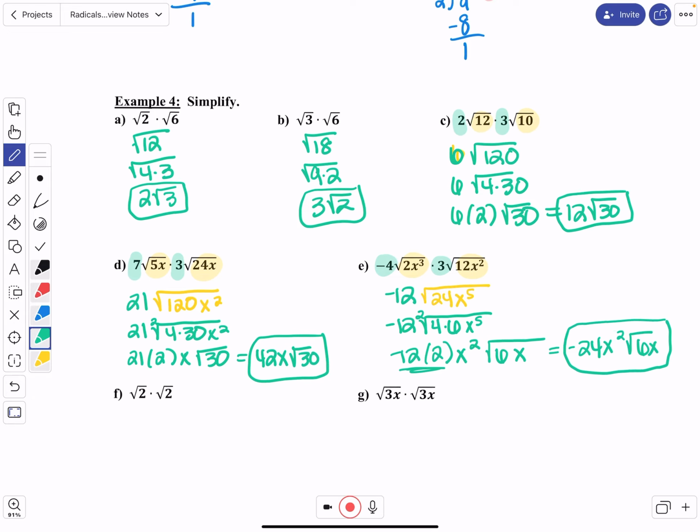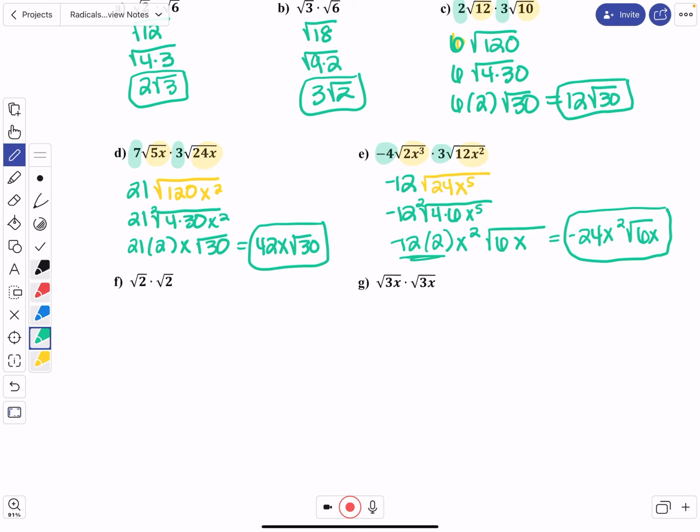Okay, now here's a shortcut. Whenever you have the exact same radical, square root of 2 times square root of 2, your final answer would just be 2. The reason for that is because if you were to multiply that, you would get the square root of 4, and the square root of 4 is 2.